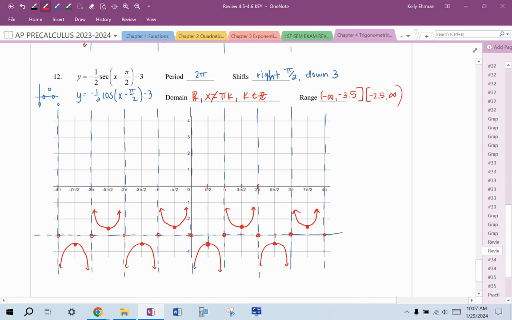Now I'm not extending these, but these branches do extend all the way up, right? If you were to graph this in Desmos or something, you wouldn't see all the dotted lines I have. You would just see these extreme branches.